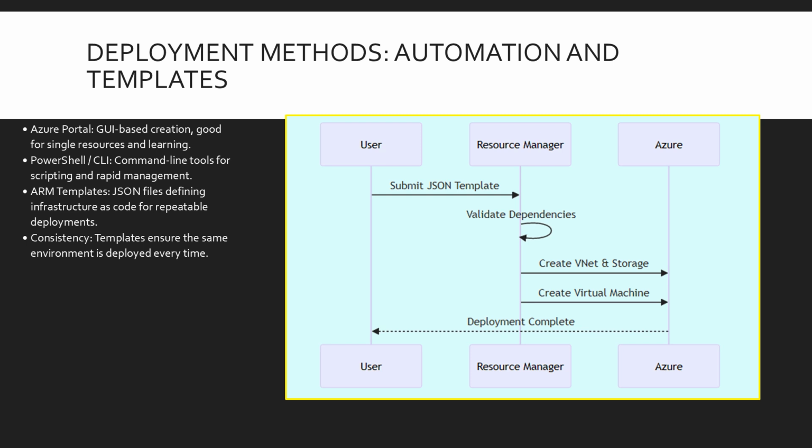This sequence diagram shows the deployment flow using ARM. The user submits a JSON template to the Resource Manager. The manager first validates dependencies. Once validated, it instructs Azure to create the VNet and storage, followed by the virtual machine, before reporting deployment complete back to the user.